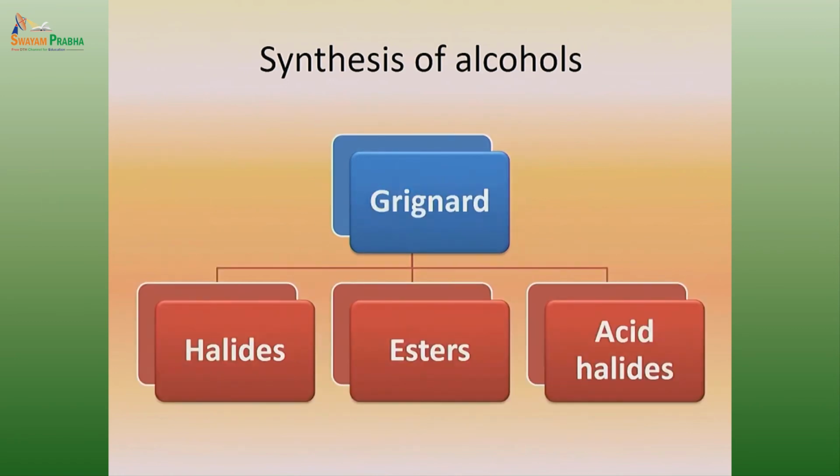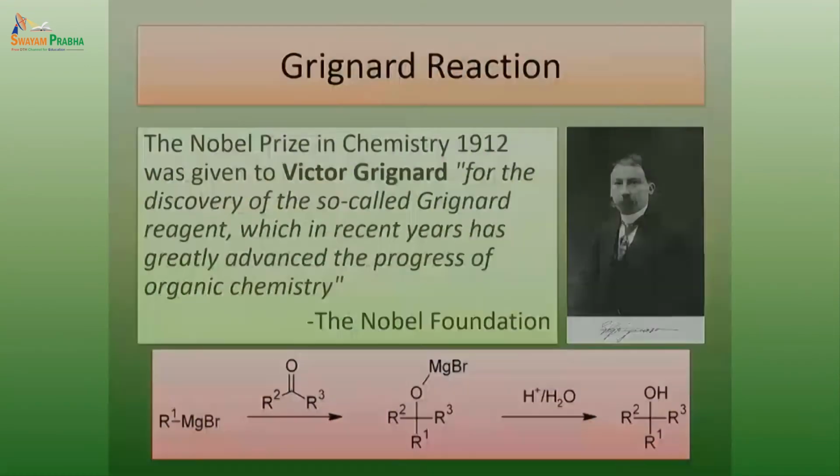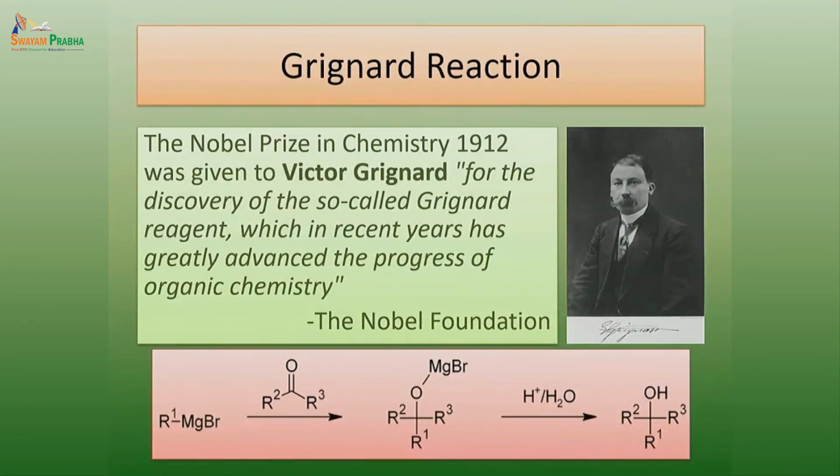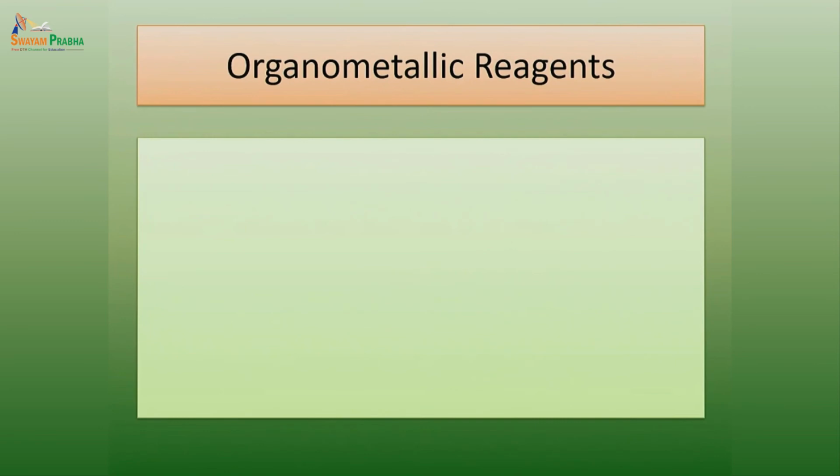The Grignard reaction can be run with the help of halides, esters or acid chlorides. For discovering this reaction, Victor Grignard received the Nobel Prize. It is a simple reaction in which a methyl magnesium bromide, when reacted with a carbonyl compound, produces alcohols after hydrolysis. This is a simple reaction, and we will see the different steps involved in it.